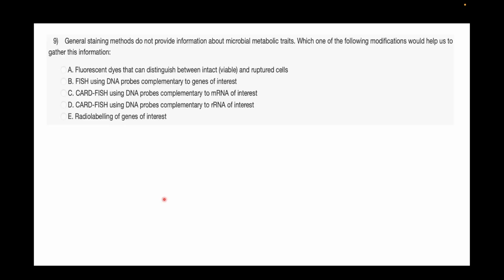I think it's enough time for this question. Question number 9. Let us find out the correct answer. First, checking the comment box for student answers. Charna option C, Olivia option C, and Saida is also saying option C. And I'm happy to announce that option C is the correct answer. Again, all of you have answered correctly. Well done. CARD-FISH using DNA probes complementary to mRNA of interest.